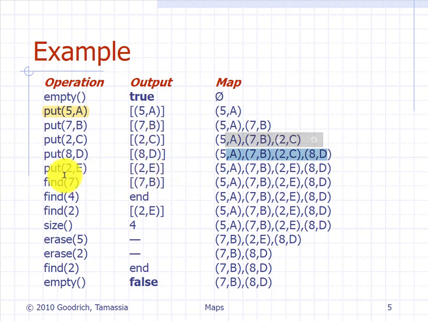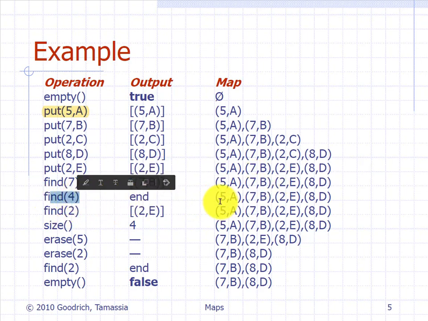So we then put a fourth thing in, and so this is our map at the end of it. Well, to find 7, remember, we need to search the entire collection. So we look at the first thing, it's not there. We look at the second, there it is. So we return that with a key value pair.